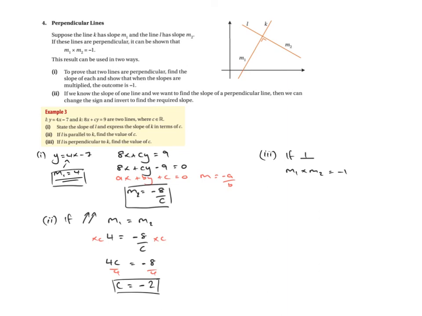So now what we have is 4 times, and we've got -8 over c is equal to -1. 4 times -8 is -32 divided by c, which is equal to -1. And then we're going to multiply both sides by c, which means we're going to get -32 is equal to -1 times c, which is just -c. And then we're going to divide or multiply by -1 to get c is equal to 32. And we are done.